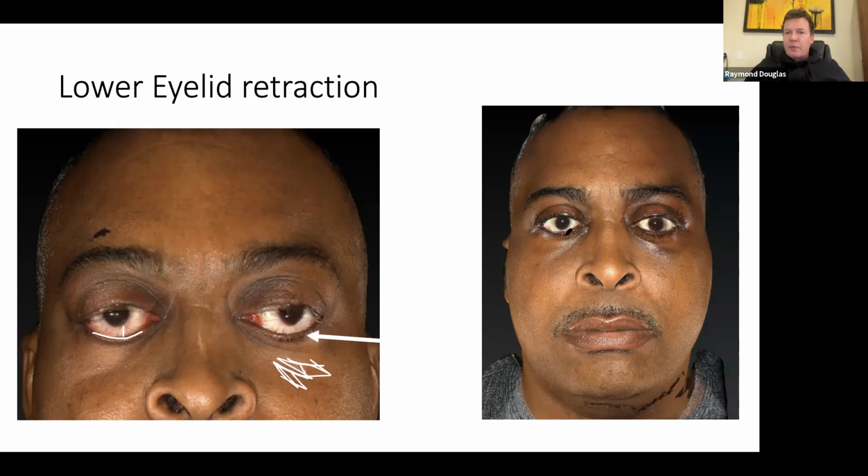This is only about 3 weeks after surgery. So still healing, still a little bit swollen. But already you can see a big difference of where the eyelid is sitting, much more normal and a natural contour to this patient. This patient had thyroid eye disease, so they did have other things going on, but this is a way to dramatically improve this particular situation of eyelid retraction.